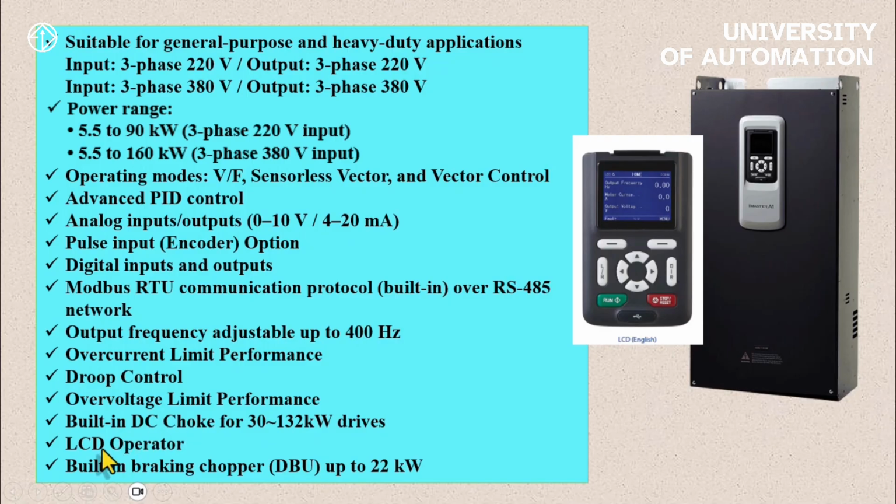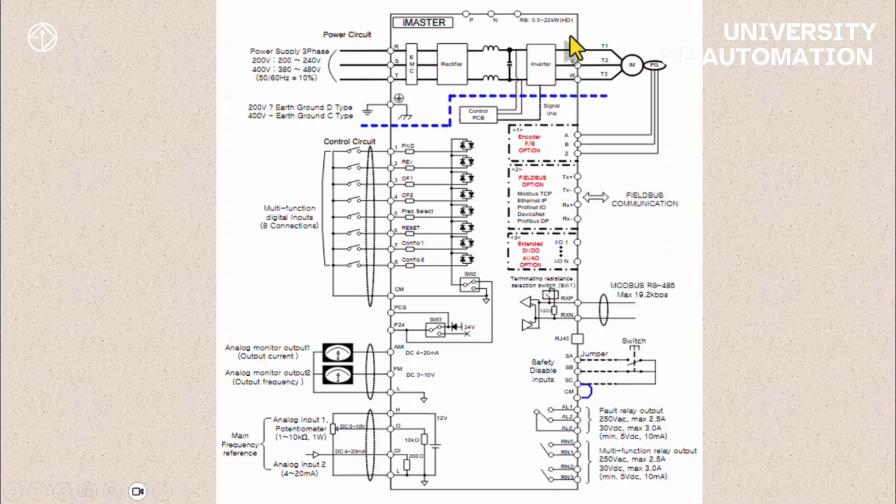That means in the 30 to 132 kilowatt range, this iMaster inverter model A1 has an internal DC choke. The operator LCD means its keypad is LCD, so you can easily set parameters on this inverter. Another feature is that up to 22 kilowatt, it has a built-in chopper or dynamic braking unit, so you do not need to use an external chopper up to 22 kilowatt.